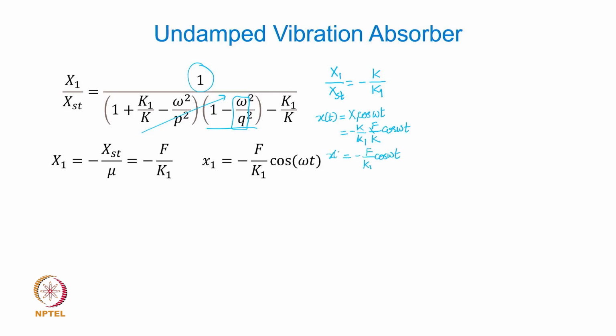And so I can write this as minus F over K1 cos omega t. This is the dynamic response of the, sorry, this is not X, this is X1, I must write. The response of the absorber, the second system that you are attaching to the primary system. Let me write this a little more clearly, minus F over K1 cos omega t. Please make a note that it is negative.